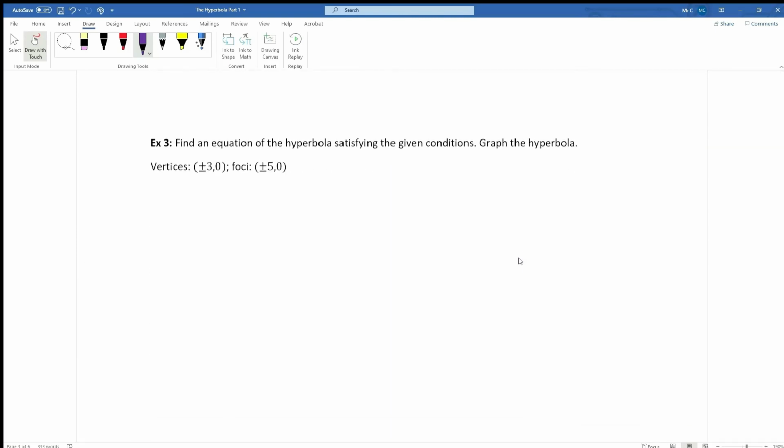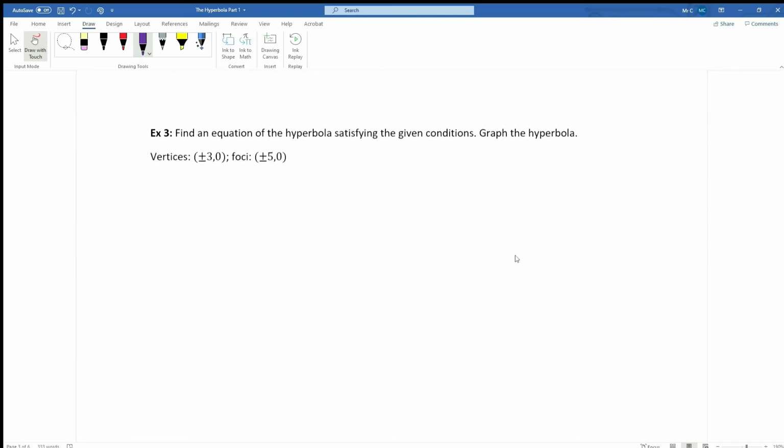All right, let's go ahead and take a look at another example. Find an equation of the hyperbola satisfying the given conditions. Graph the hyperbola. So in this case, we've got vertices given and foci given. So let's just go ahead and plot those and figure out what it tells us. So both of these are on the x-axis, of course, right? Because the vertices are always on the same axis as the foci.